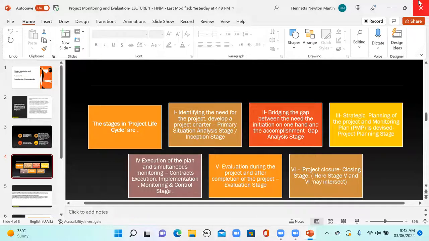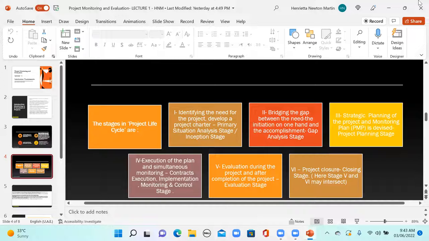So at this execution stage, there are also contracts that are executed. The parties enter into contracts at this stage, like employer and contractor, contractor and subcontractor, or two subcontractors together. So this is at the contract stage. Then there is execution, then there is monitoring of whatever is being executed. So the project is going on now. This monitoring and this implementation is the control stage. So all this comes under the fourth phase.